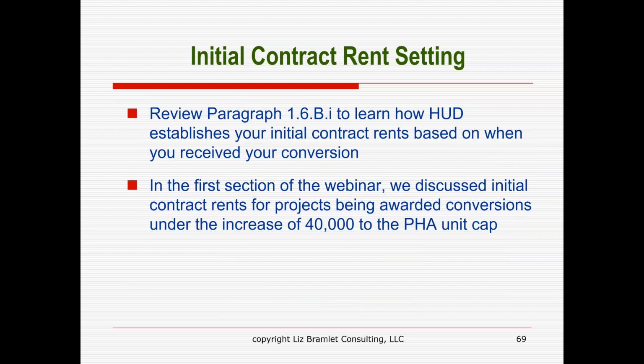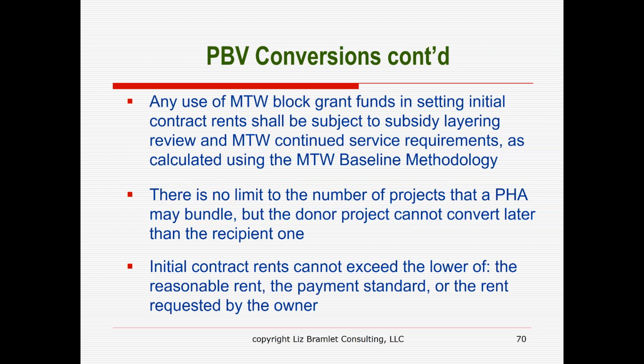They have calculated your initial rents. HUD has done that for you. And so we talked about in the first part of this webinar how the number of units that can convert from public housing to potentially be a PBV was increased by 40,000, and that HUD has published those rents based on fiscal year 2016 funding.